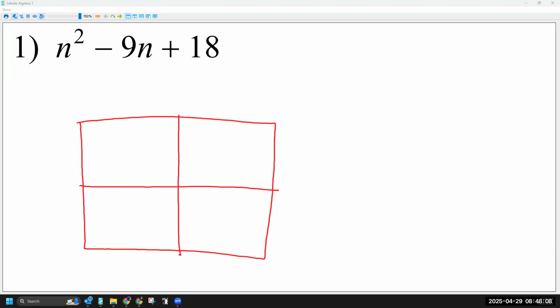All right, so start drawing a 2x2 box. We're going to draw a 2x2 box for each one of these. I'm going to take my first term and put it inside my first box. First term always goes inside the first box.